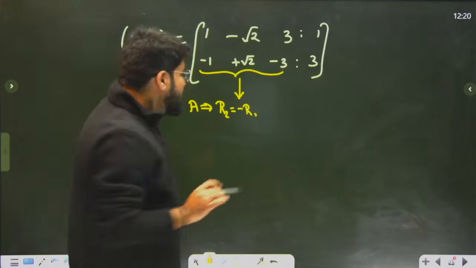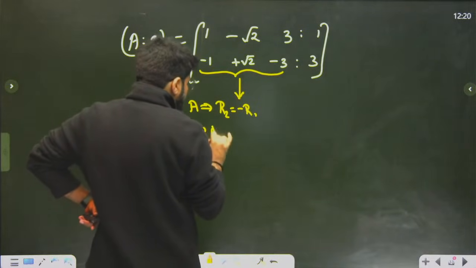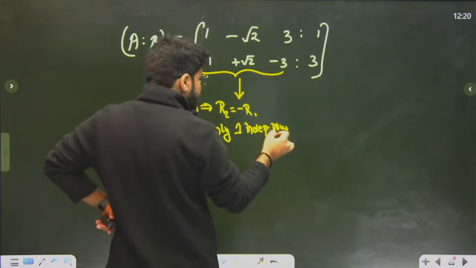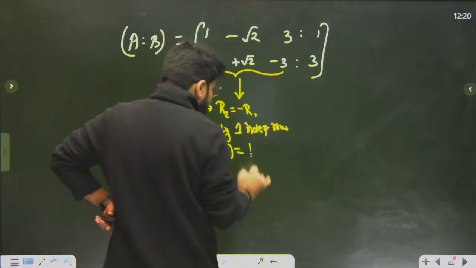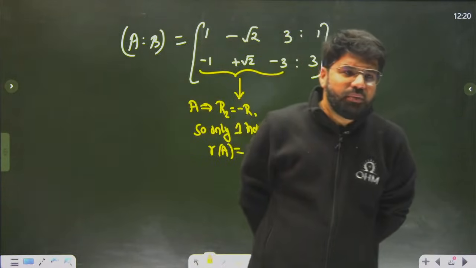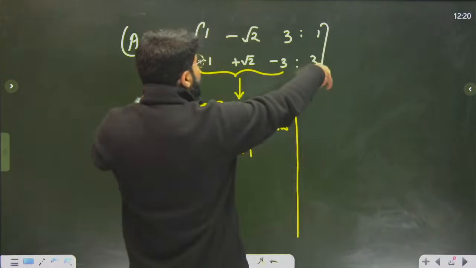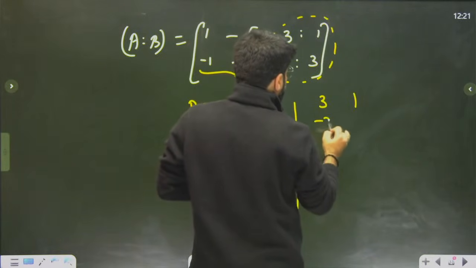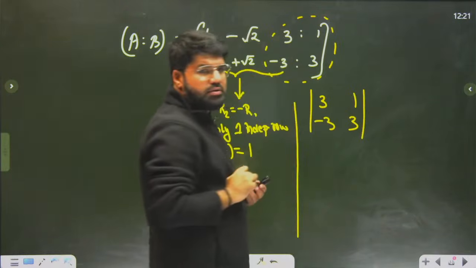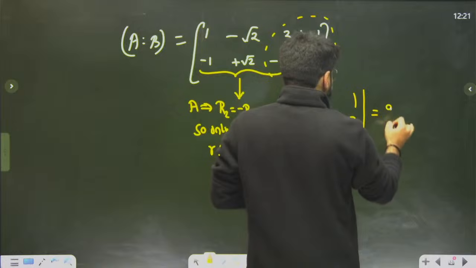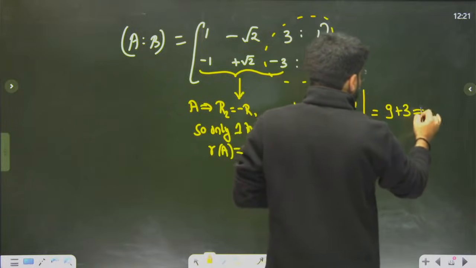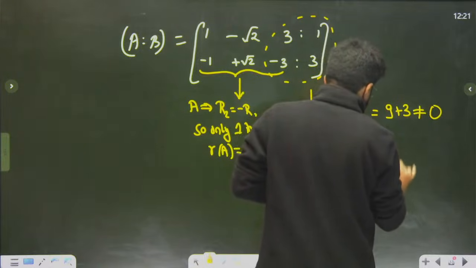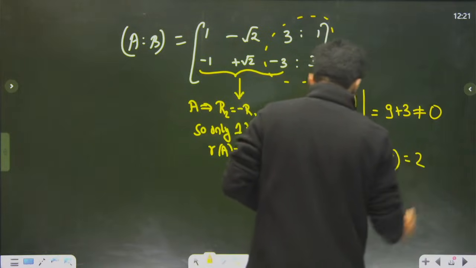R2 is minus R1. That means there is only one dependent row, so only one independent row out of 2 rows. So what is the rank of A? 1. Rank is the number of independent rows. Now the rank of A will be 1. But now the rank of A|B: you directly check this minor. What is the value of this minor? 3 plus 3, net answer non-zero. And if you have a 2 by 2 minor which is non-zero, the rank of the bigger A|B matrix will be 2.